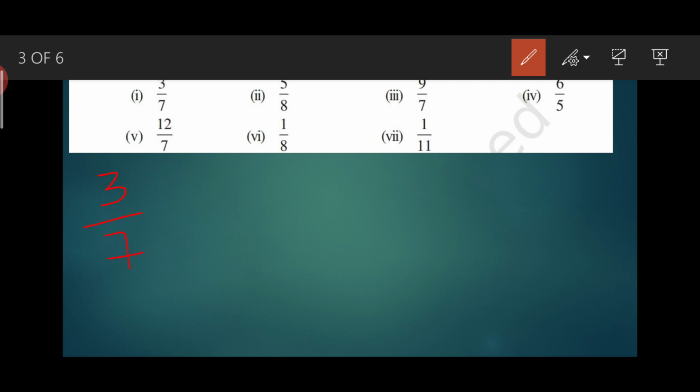You have to find its reciprocal. Reciprocal means you have to change the position of both. So what you have to do, you just have to swap the values. So its reciprocal will be 7 upon 3. Just you have to write its opposite. Its reciprocal will be 7 upon 3.